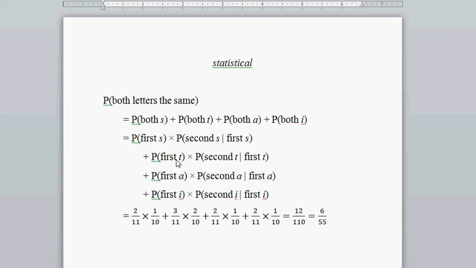So the probability that the first letter is a T would be 3 out of 11, because there's 3 T's, 1, 2, 3, in the word statistical. Once the first T is drawn, the chance that the second one is a T would then be 2 out of 10, because there would be 10 letters left, of which 2 were T's. Then repeating for A and repeating for I. So adding up all these fractions gives me 12 over 110, or the final answer is 6 over 55.